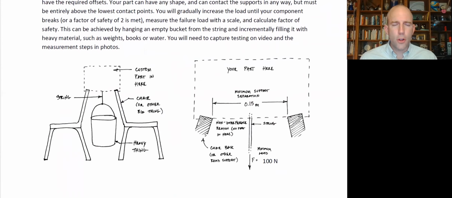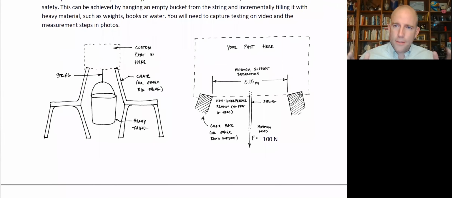So here's the scenario. We're calling this the two towers. You have two chairs set back to back, or any rigid structure, and there's a gap between them. And then in between them is a heavy thing that has a string that comes up, and your component will go somewhere in here, and it will support the heavy thing by that string and by contacting the rigid structure.